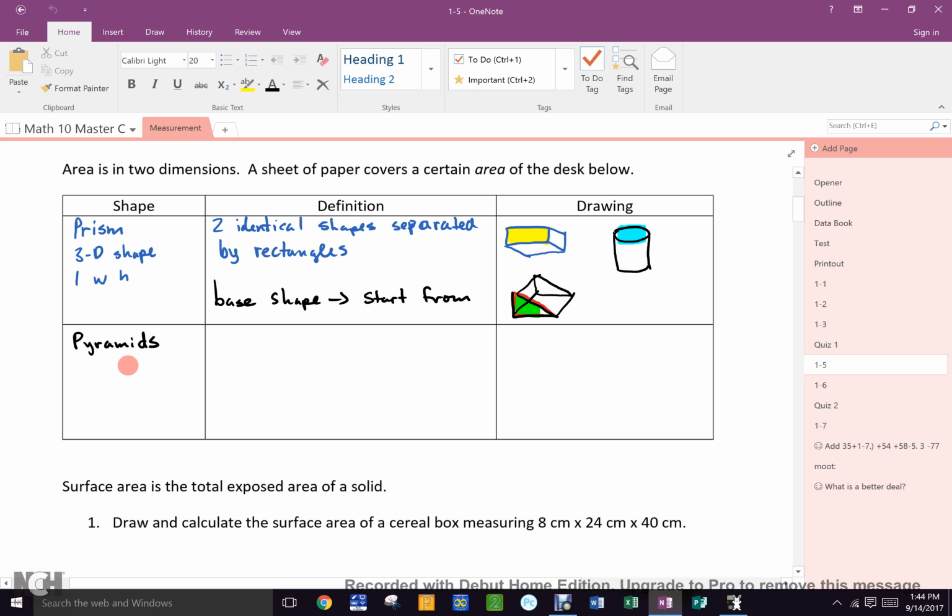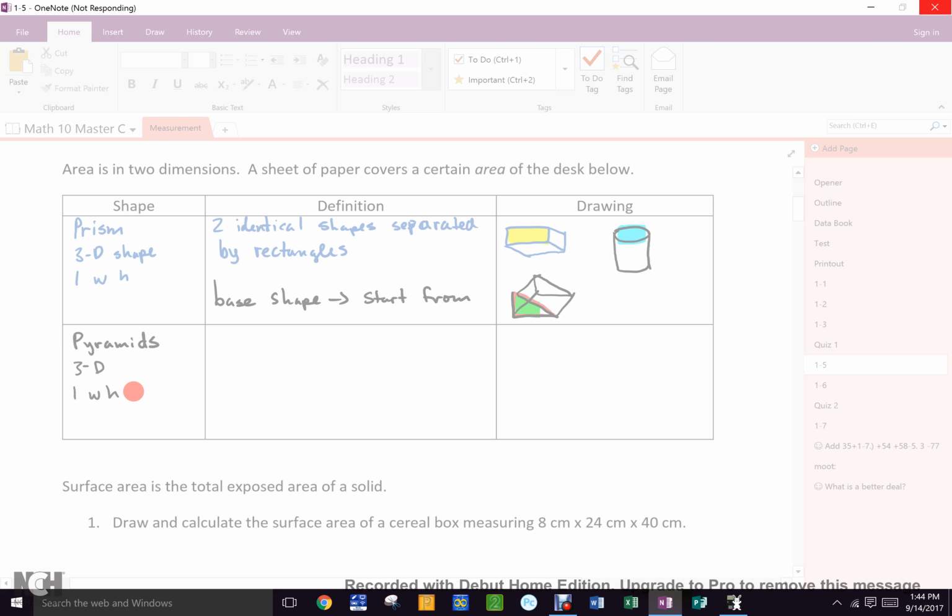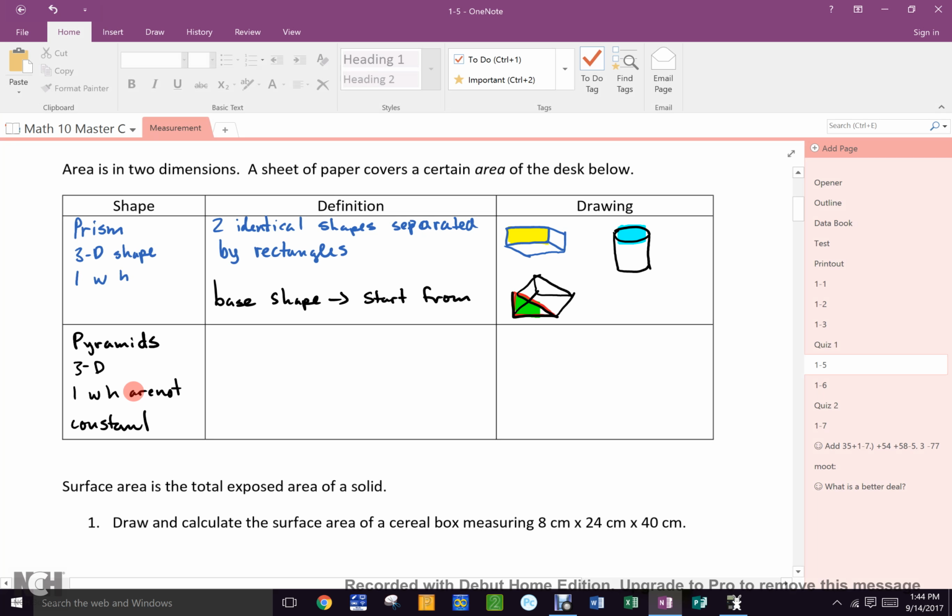Okay, so, indeed, pyramids are prisms' ugly cousins. Do they have 3 dimensions? Yes, but they aren't pretty like these guys. They don't all work. So a pyramid is still 3D, but the L, W, and H are not constant. They do change. So how would you describe a pyramid using words similar to how we defined a prism?